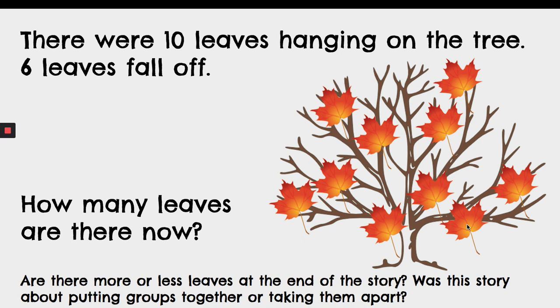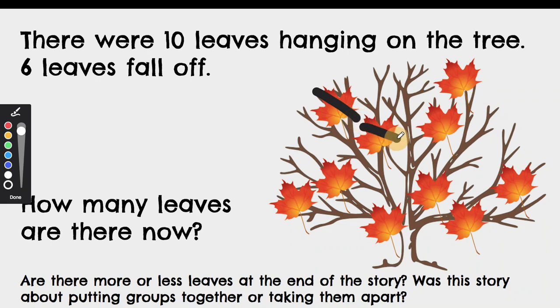Now what we're going to do is we're going to look at these 10 leaves. Vamos a mirar estas 10 hojas y vamos a ver lo que pasa. There were 10 leaves hanging on the tree. 6 leaves fall off. Oh my gosh. So we have 10 leaves on the tree and 6 leaves go away. So we're going to take away how many? That number right there, 6. Very good. So let's take away 6 leaves.